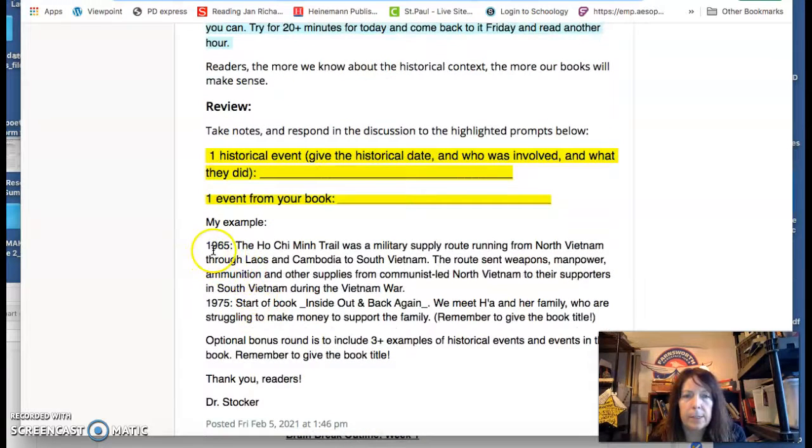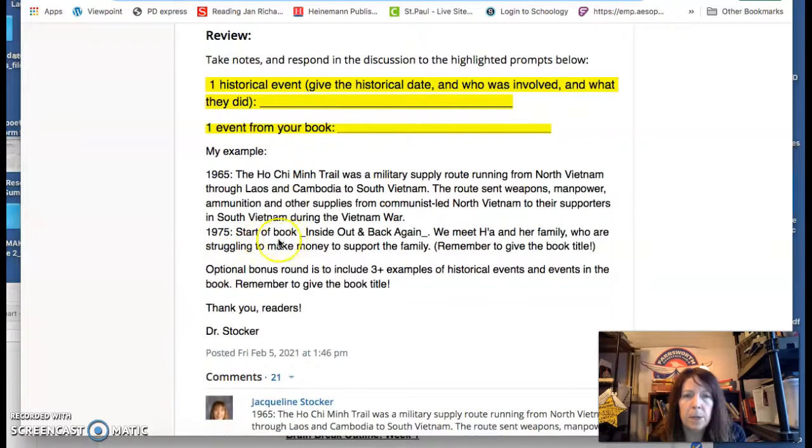So here it is, 1965, the Ho Chi Minh Trail is a military supply route. And then in the book, 1975, start of book, Inside Out and Back Again, we meet Ha and her family, who are struggling to make money to support the family. Remember to give the book title.